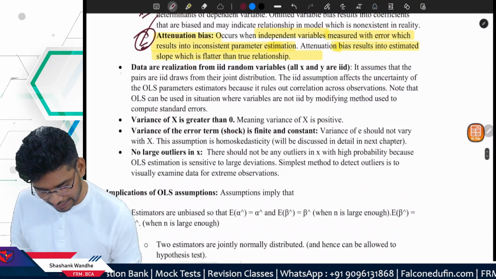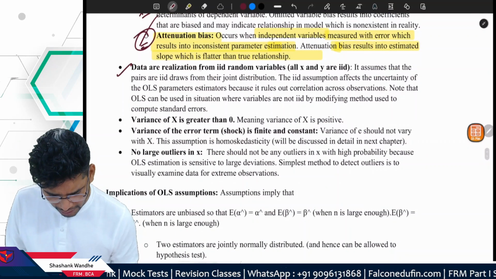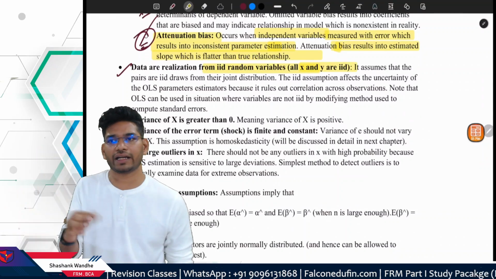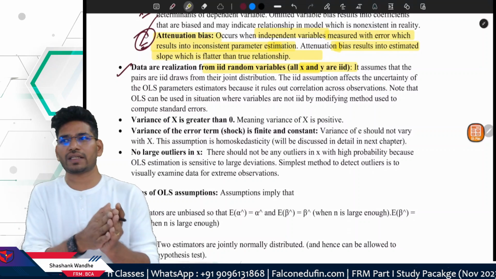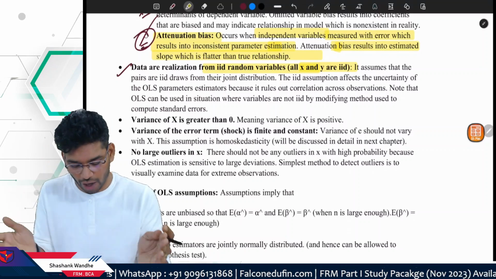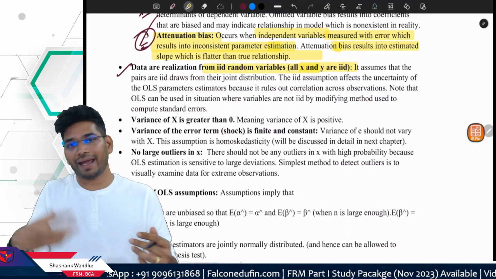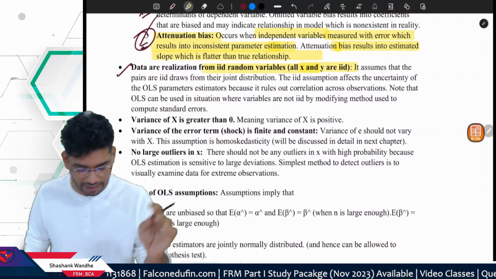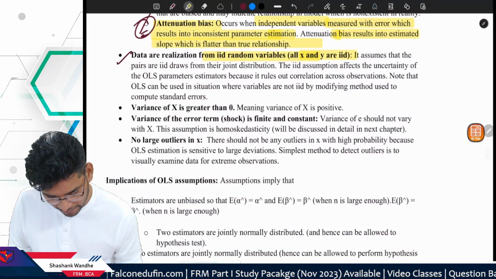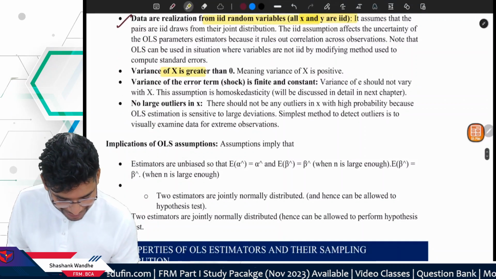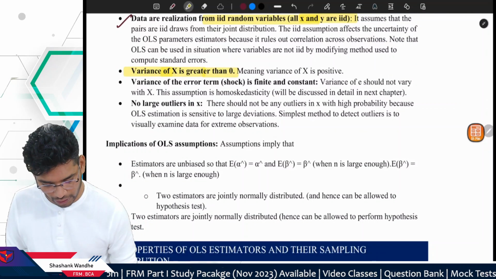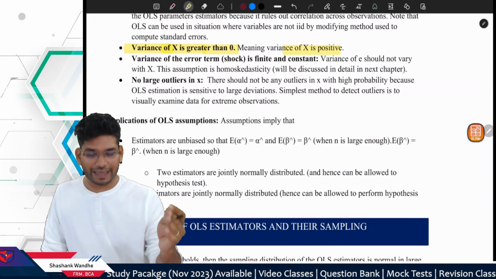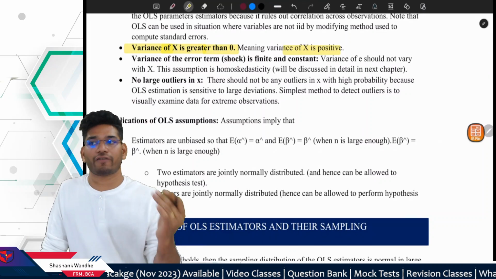Then we have the data realization from IID random variables. So that is, all the x and y are IID, independent and identically distributed. This is a very simple assumption. Independent means x and y can happen independently, and identically distributed means the distribution should be similar. Okay. Then we have the variance of x is greater than 0, that is, the variance of x is positive. This is again a condition you have to remember.